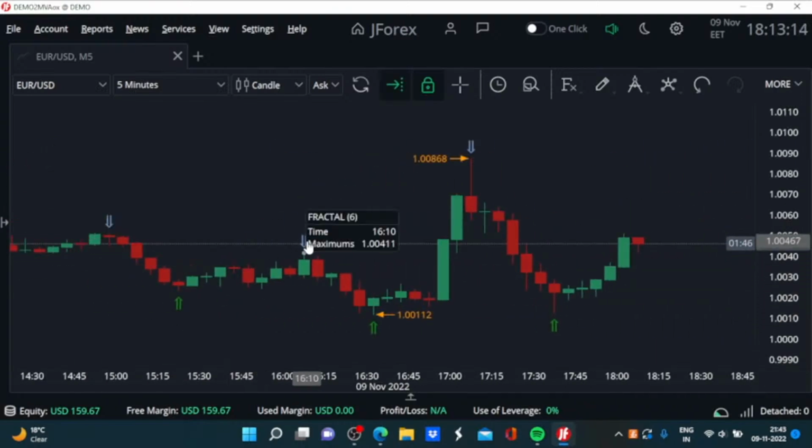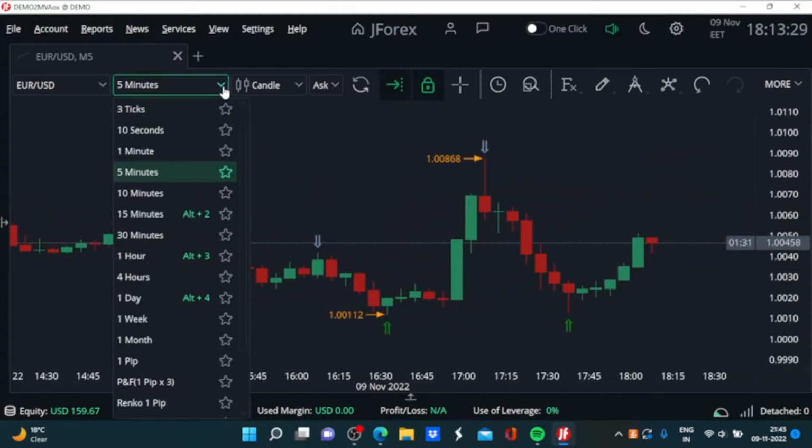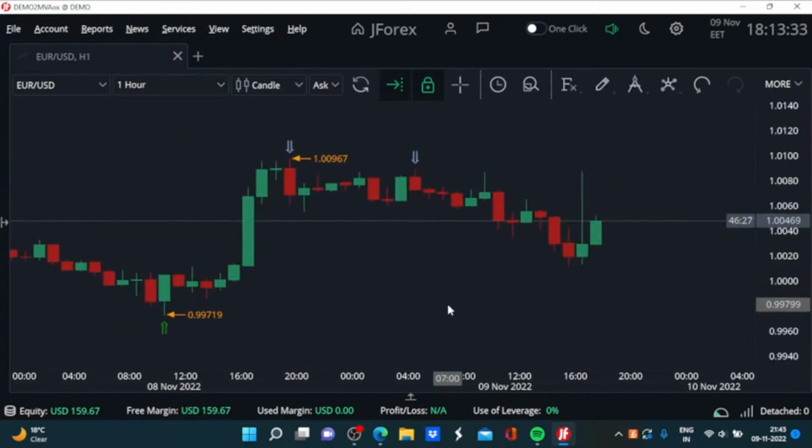So you can use this fractal formation standalone as well as in conjunction with other indicators. Also you can compare the recent fractal values to the prior fractal values and get a good idea of the trend as well. So there are multiple ways you can deal with this formation. There are multiple ways in which you can try to exploit the market dynamics in your favor.